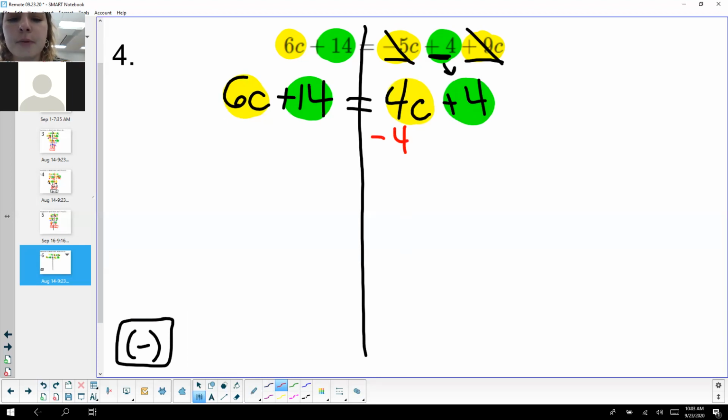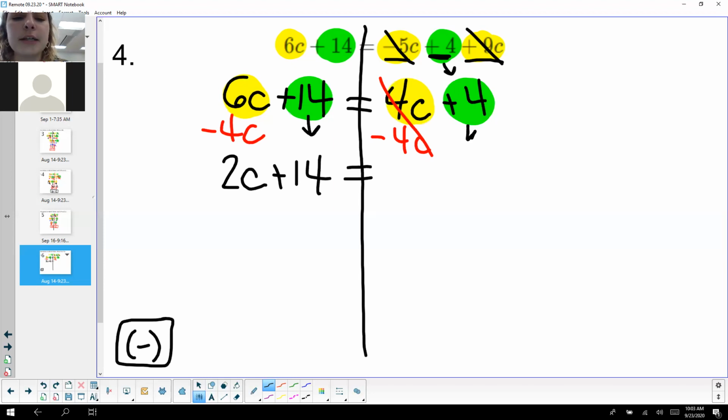To get rid of it, to move a positive to the other side, I'm going to subtract 4c from both sides, and that's going to cancel. So I've got 6c minus 4c, which should give me 2c. I'm going to bring down my constant, so 14 equals, and then I'm going to bring down my 4. Now I've just got a two-step equation.